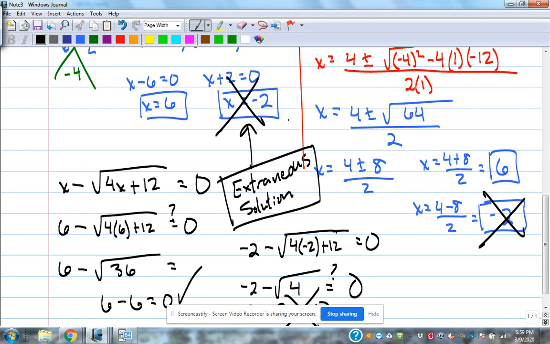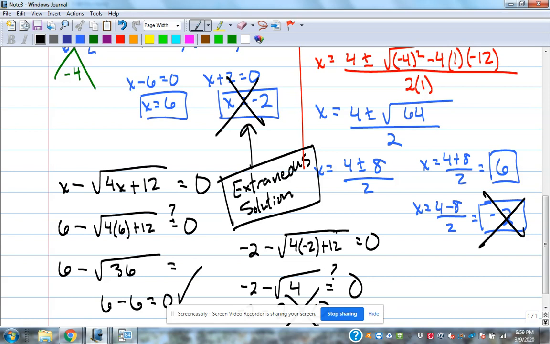Just because it's negative doesn't mean it's automatically an extraneous solution. Just because it's positive doesn't mean it's automatically an answer that works. You've got to just take those answers that you're finding and plug them in to the original problem and check to see if they work. If they do, keep them. If they don't, they're extraneous. That's what you've got to check for here as you're doing these problems.